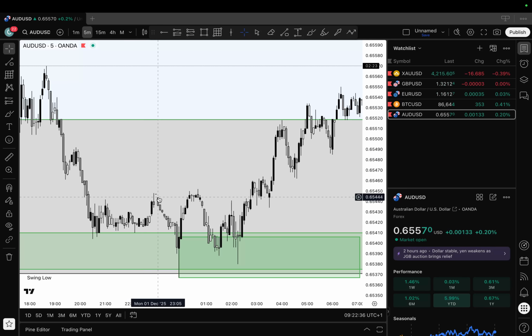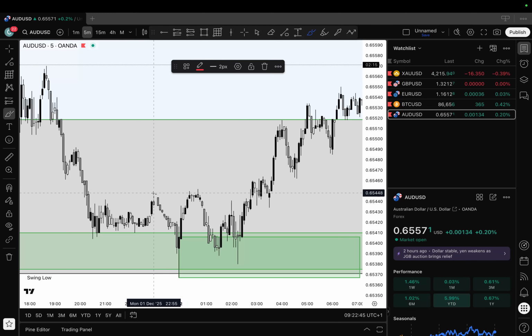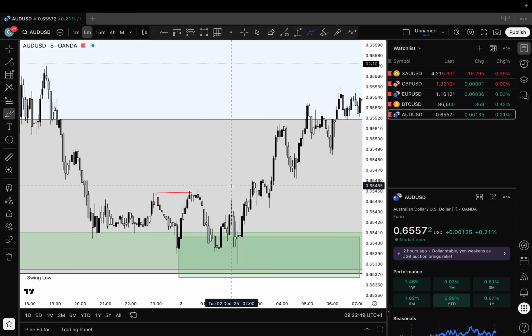Okay, where's your last, there's my brush there. Okay, so how we do it, we would just go like that. Oh, look at that, we've had a fractal breaker structure.